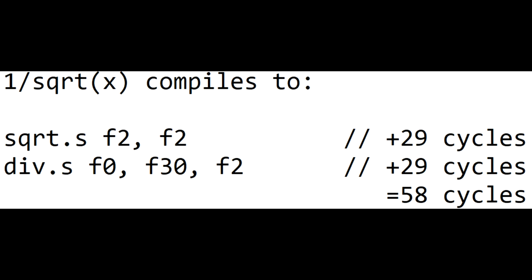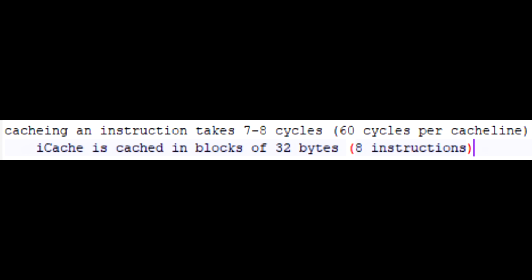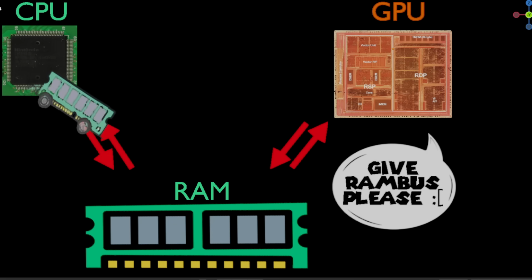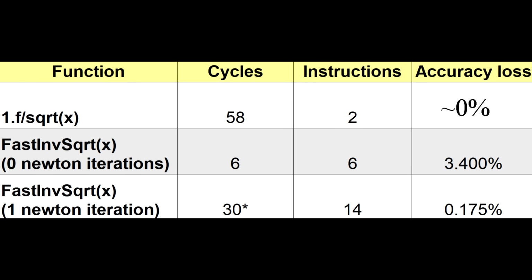While using the square root and divide instruction to get 1 divided by the square root of x takes 58 whole cycles, it also only takes 2 instructions. Loading 8 instructions takes 60 CPU cycles, and it stalls the rendering for a bit, which is a whole lot worse than just running the CPU a little slower. Here is a comparison for computing 1 divided by the square root of x. If you look at the graph, you can see that the instruction count for the fast inverse square root is higher regardless of how inaccurate we go.